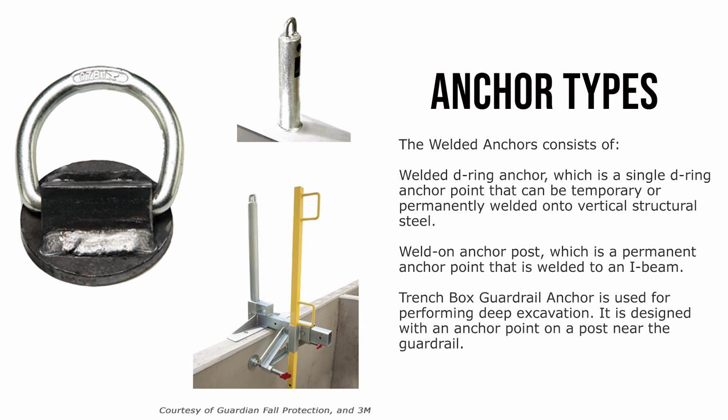The welded anchors consist of welded D-ring anchor, which is a single D-ring anchor point that can be temporarily or permanently welded onto vertical structural steel. Weld-on anchor post, which is a permanent anchor point that is welded to an I-beam. Trench box guardrail anchor is used for performing deep excavation. It is designed with an anchor point on a post near the guardrail.